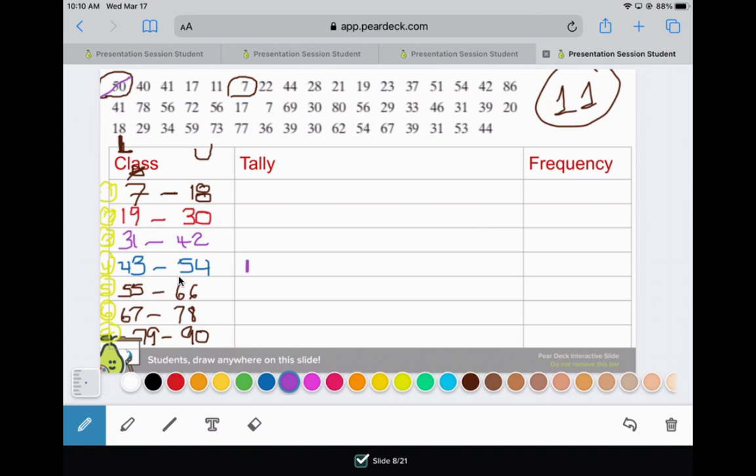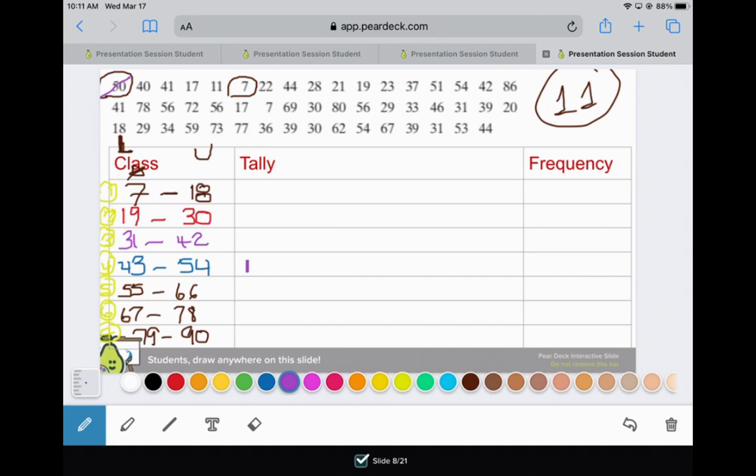So I make the tally mark. I'm not going to write down 50. I'm just saying there is one number belonging to class number 4. Right now I'm just starting to count how many numbers belong to which class. Let me rephrase that: I'm going to see for each class how many numbers fall into that class. So right now I'm just going to count this one number belonging to class number 4.